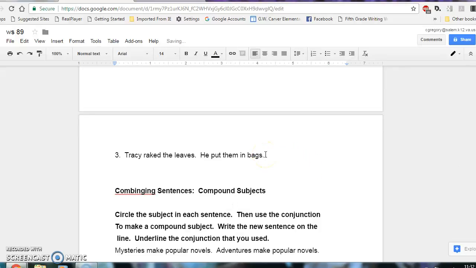Number three, Tracy raked the leaves. He put them in bags. We have one person, so that's a simple subject, Tracy. He's doing two things, so that's a compound predicate. We're going to make a simple sentence with a compound predicate. Oops, sorry. Tracy raked the leaves and put them in bags.